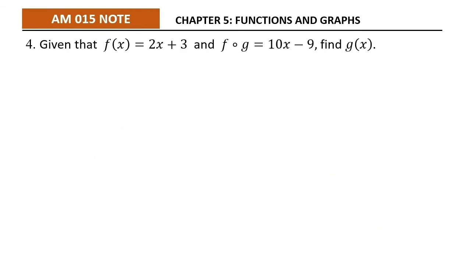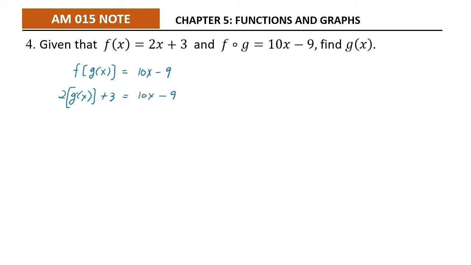Question 4: given that f(x) equal to 2x plus 3 and f of g equal to 10x minus 9, find g(x). So in this case, we have f and we have f of g. We need to find the inside function. So f of g is actually f of g(x) equal to 10x minus 9. f is 2 times g(x) plus 3 equal to 10x minus 9.